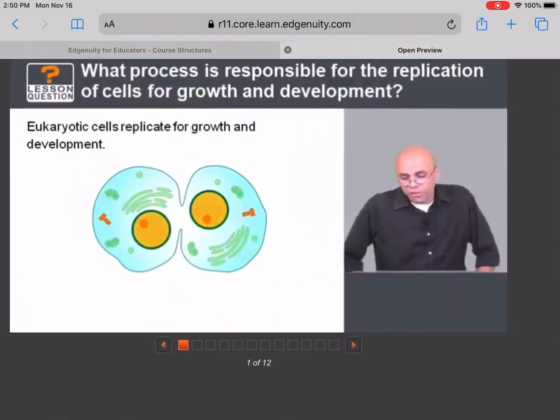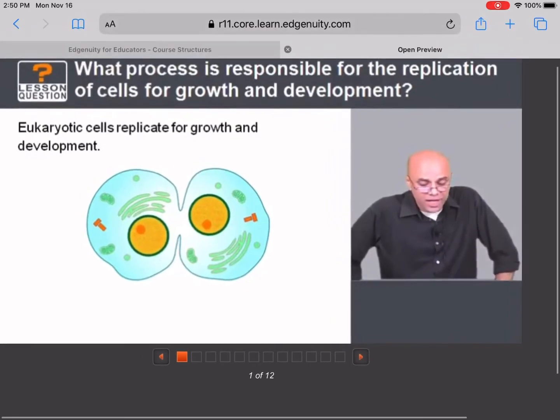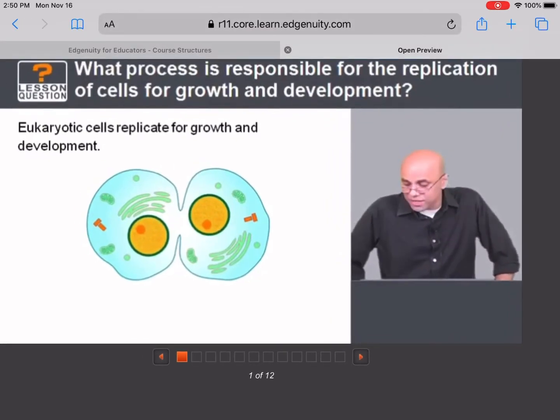What is the process responsible for the replication of cells for growth and development? You began by addressing this question in the warm-up when you learned eukaryotes replicate cells for growth and development. You'll now answer the question specifically as you learn about the process called mitosis.